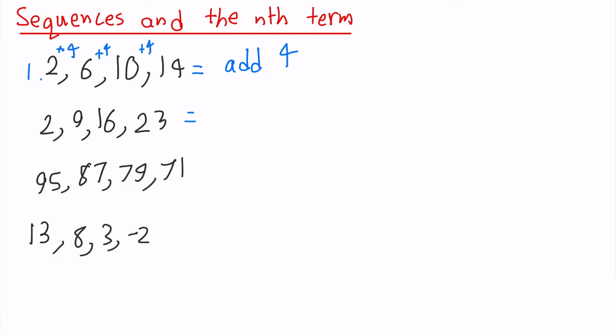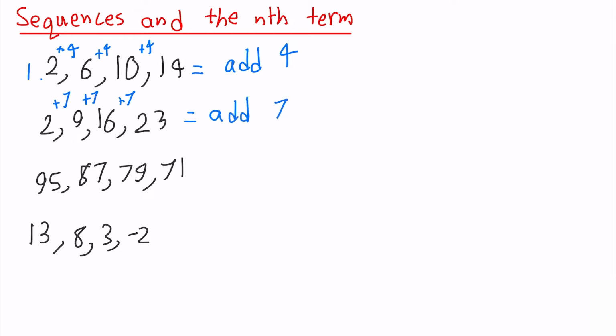Okay, what about this one? Here we could realize that 9 minus 2 equals 7. So 2 plus 7 equals 9. 9 plus 7 equals 16. 16 plus 7 equals 23. So the term to term rule is add 7.